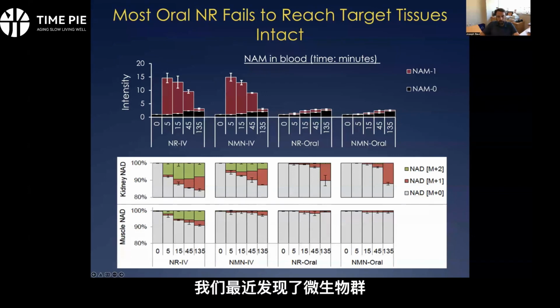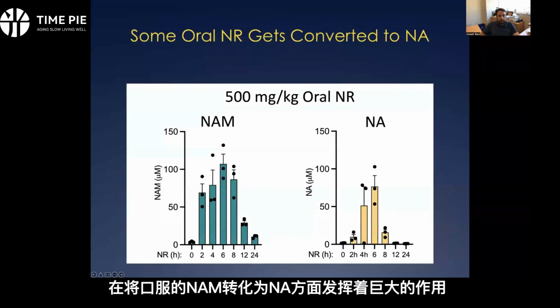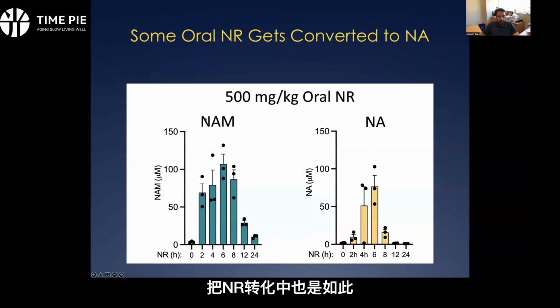And one of the things we've recently discovered that might be contributing to that is that the microbiome is playing a huge role in converting nicotinamide that is administered orally to nicotinic acid, or the same thing when you give nicotinamide riboside. So this is the spike in blood levels of nicotinamide here on the left after giving oral NR, and you can see we get a pretty good rise into the 100 micromolar range. And on the right is nicotinic acid, and this is not produced by any mammalian enzyme, but is completely microbiome dependent. And you can see this is actually getting up into the tens of micromolar and 70 micromolar range as well.